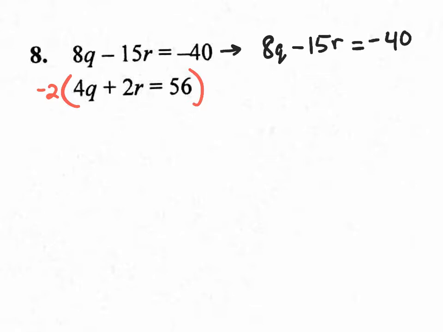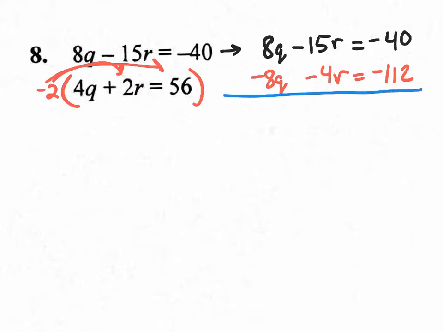Let me rewrite it. And the bottom one, we're going to multiply everything by negative 2. It's going to give us a negative 8q. It's going to give us a negative 4r. It's going to give us a negative 112, I believe. Yes? Okay, so now that we've modified the bottom equation, the q's are ready to cancel.